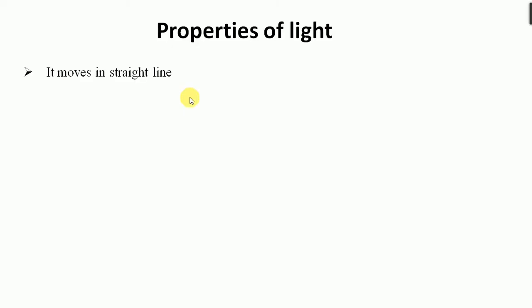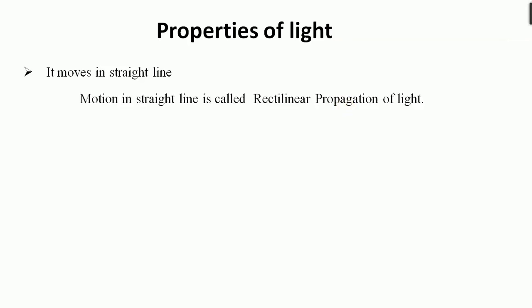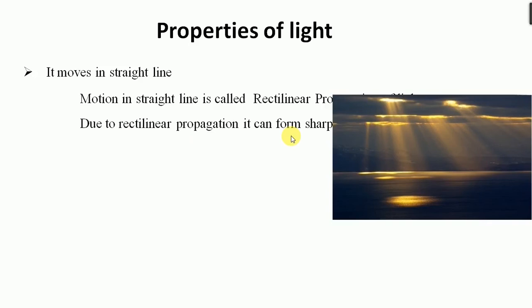Properties of light. Light always moves in a straight line. In this experiment you can see light is traveling in a straight line. If you displace one of the plates, then you won't be able to see the light because light travels in a straight line. This motion of light in a straight line is called rectilinear propagation of light. Because of this rectilinear propagation, light forms a sharp shadow. As light travels in a straight line, it forms a shadow when an object is placed in its path.